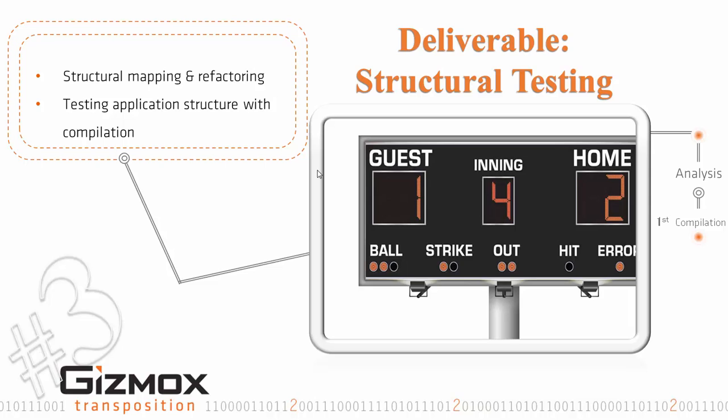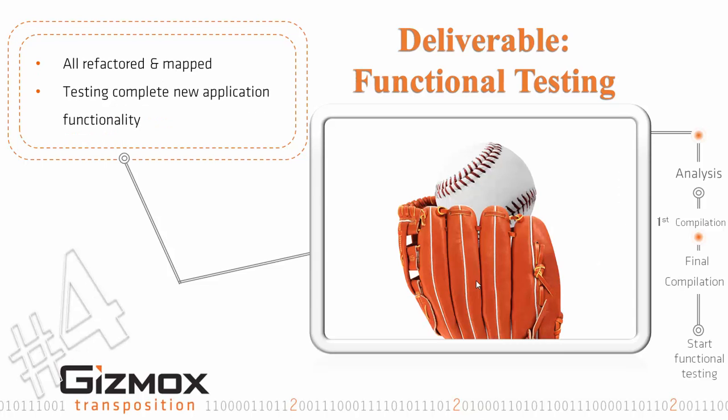The next phase is the assignment of all existing mapping rules and the creation of a compiling new application with limited functionality to demonstrate and to test the structure of the new application. The final rewrite phase is reached when all legacy objects are refactored and mapped, and a compiling application with full functionality is ready for QA.